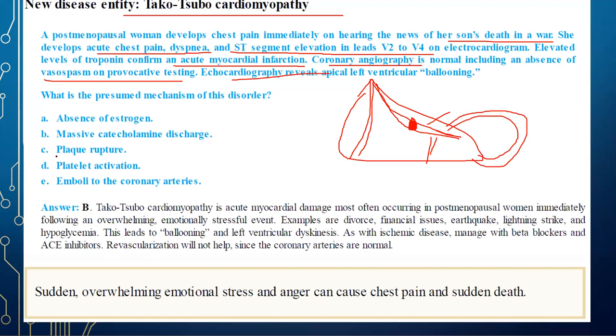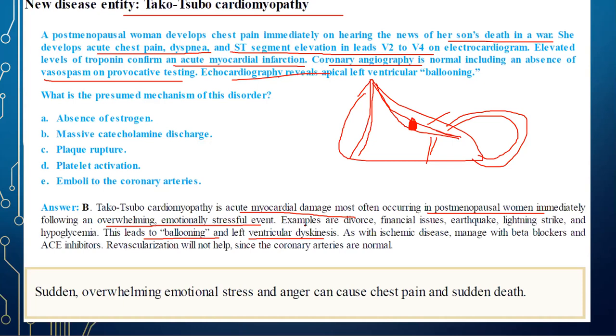So Takotsubo is an acute myocardial damage, usually occurring in postmenopausal women immediately following an overwhelming, emotionally stressful event. Like it could be divorce, financial crisis, lightning strike, anything. And that leads to ballooning and later on left ventricular dyskinesis, which means left ventricular wall movement gets abnormal. And that leads to myocardial infarction kind of features and symptoms.